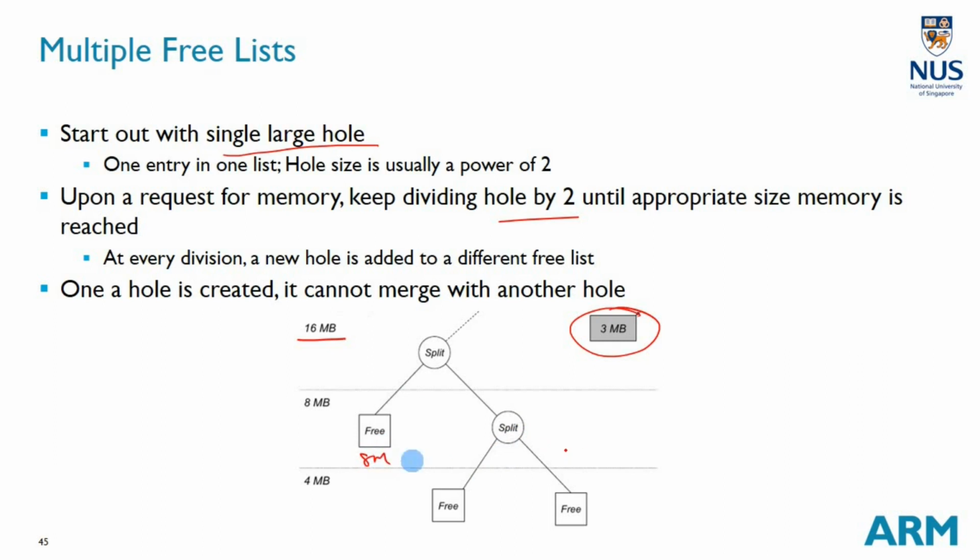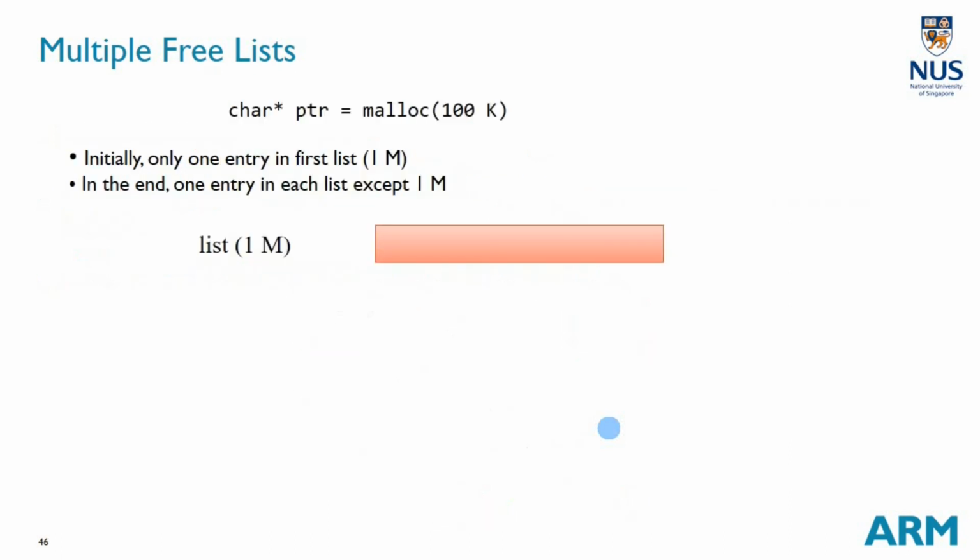So one is an 8 megabyte list and the other one is another 8 megabyte, and from this 8 megabyte I can split them up into another 4 megabyte and another 4 megabyte, and then from there I can allocate one to the 3 megabyte request that came in. So that is one way I can manage and create multiple free lists.